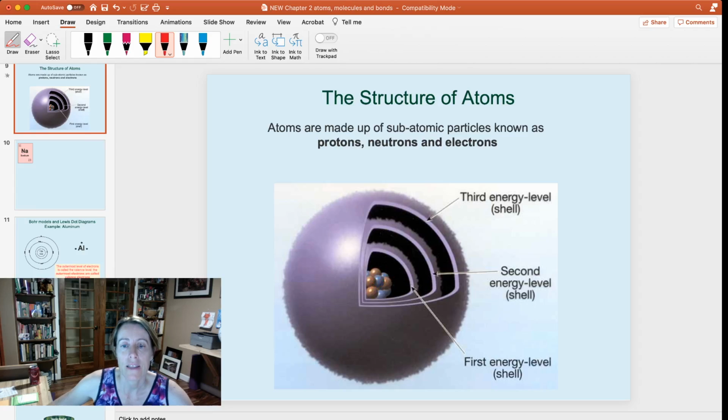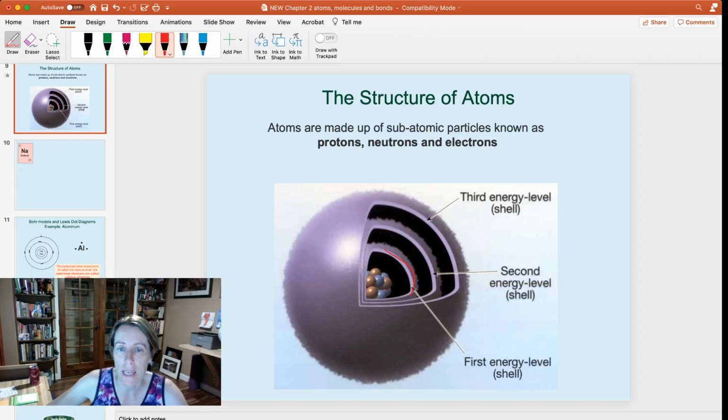says that the first energy level, which is the closest one to the nucleus, only 2 electrons can fit in that. So it can be less than 2, it can be 1 if there's only 1 electron, but if there's any more than 2 electrons, they can't fit in this shell. So you have to go out to the next racetrack around to the second energy shell.